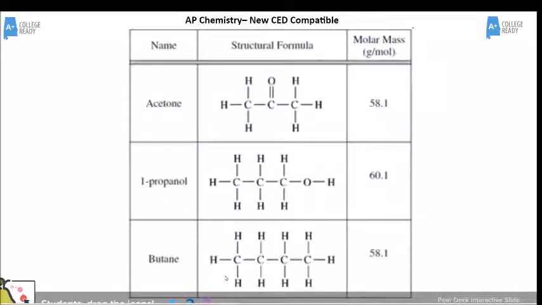Here's 3 molecules. Notice again that each one of the molar masses is about the same. So out of these 3, which one is going to have the highest boiling point? So you can look and go, okay, I'm going to start with butane because that's the easiest one. Butane is just carbons and hydrogens. That only has LDFs. Propanol, that one in the middle, it has an oxygen on one end.